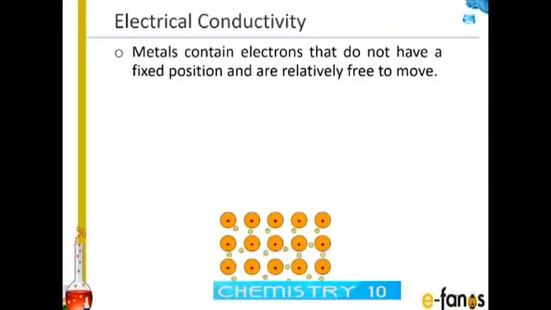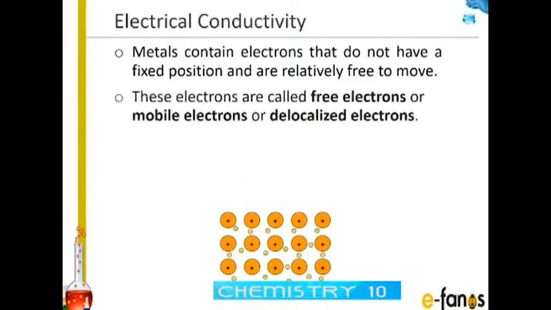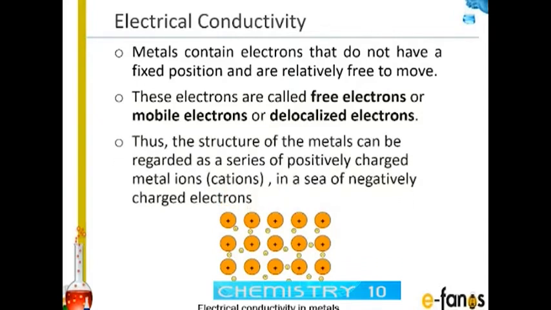So to restate what was said on the previous slide, more simply, metals contain electrons that can move, and they're not in a fixed position. Those valence electrons are called free electrons or mobile electrons or delocalized electrons. And we can regard the structure of metals as a series of positively charged ions in a sea of negatively charged electrons. And you can see this in the diagram on this slide.